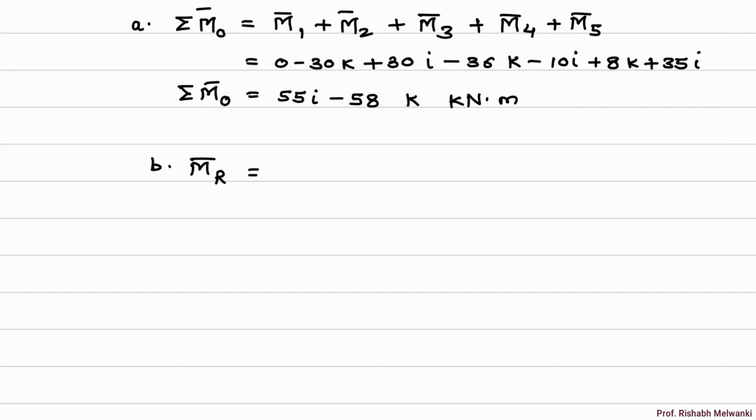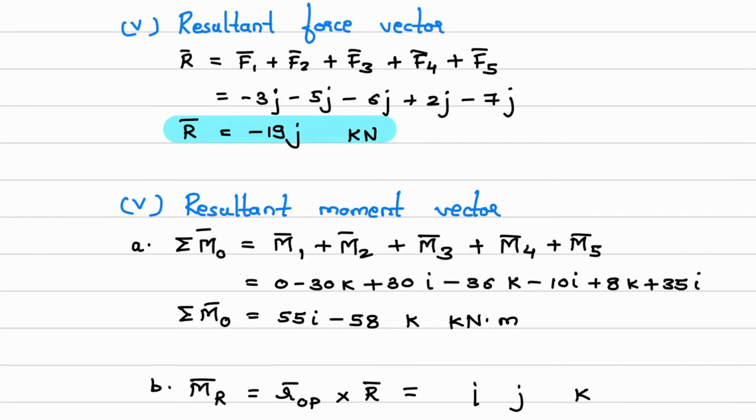Next, the moment of the resultant. It will be the position vector OP cross the resultant force vector. Now the OP coordinates I have already told you. X will be there, y will be 0 and z will be z. So x and z we have to find out. X, 0 and z. And our resultant we have found out, it is minus 19j, so 0, minus 19, 0.